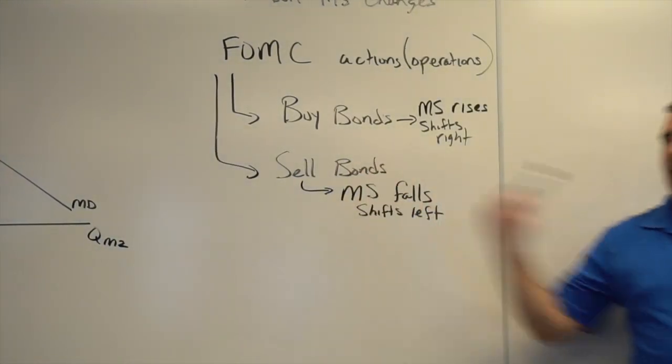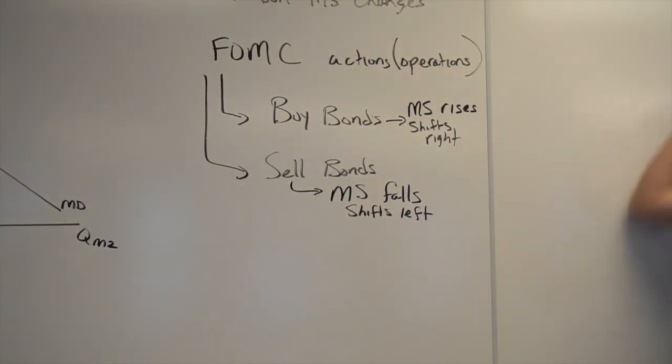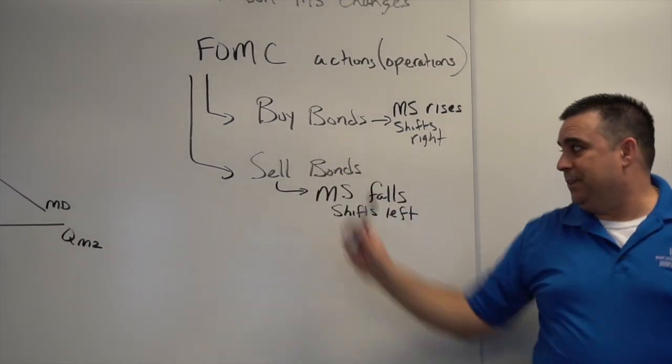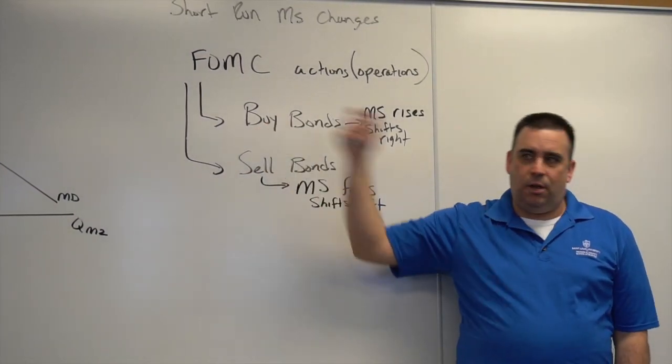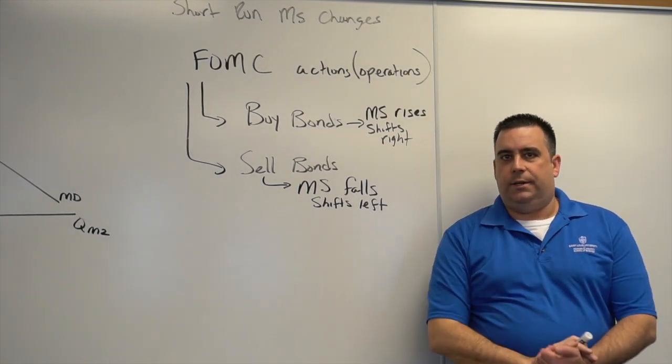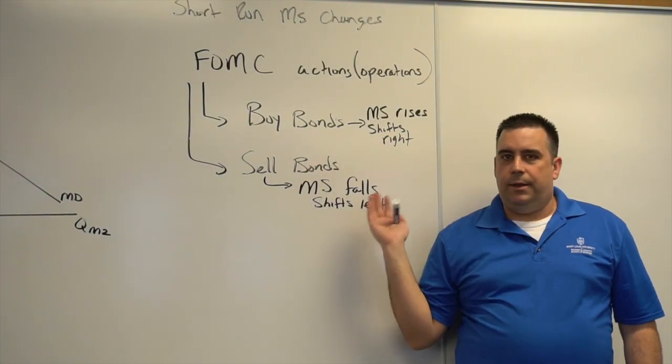These transactions happen every day. In fact, some days both of them are happening. The money demand's bouncing everywhere. The Federal Reserve says, we need to sell some bonds off. Okay, now we need to buy some bonds. We've got to keep the interest rate constant. So these are going to happen every day.